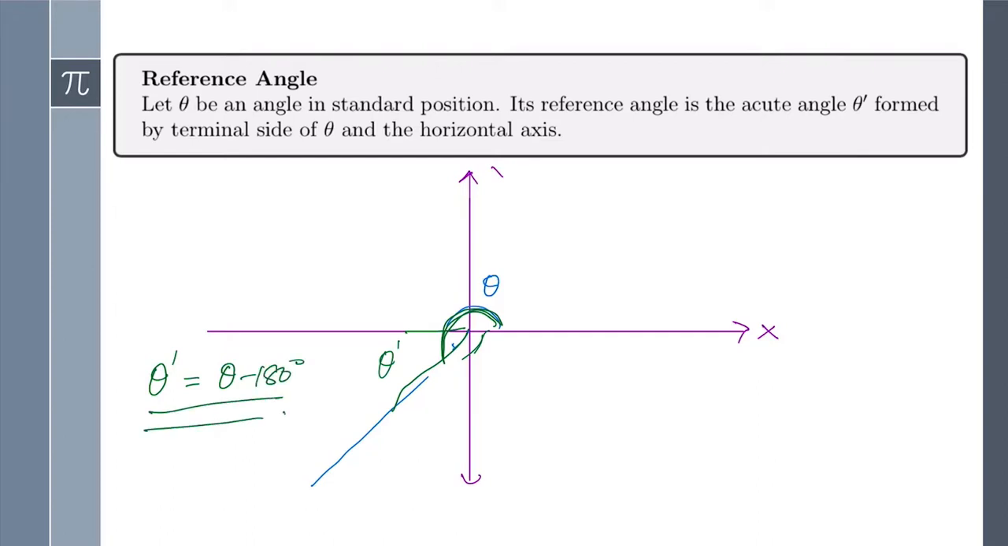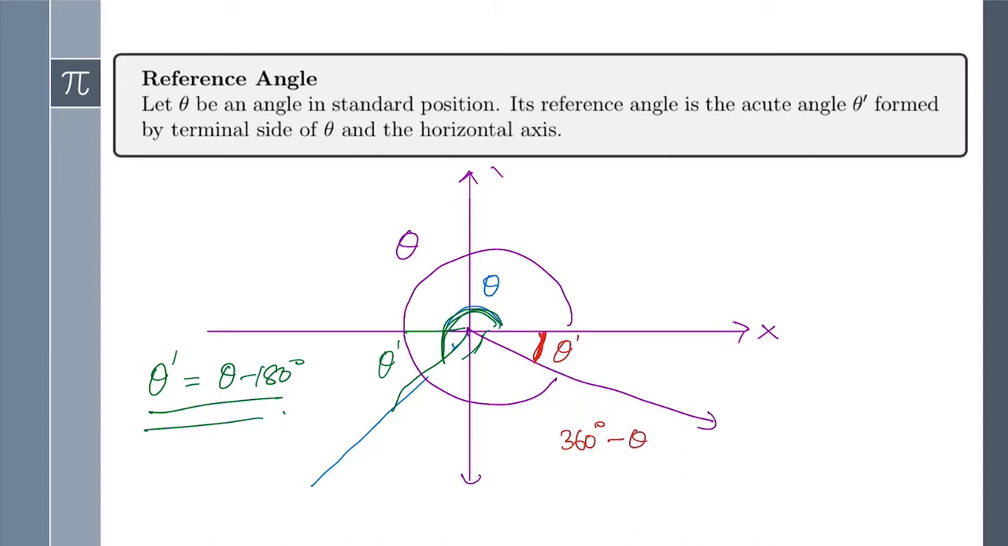Now if the angle is in the fourth quadrant right here, that is the angle theta. The reference angle is the angle made by this terminal side with the horizontal axis, or the x-axis. That's the reference angle. If your angle is in the fourth quadrant, to find the reference angle we do 360 minus the angle. 360 means the full circle, minus this angle gives us the remaining part, which is the reference angle.